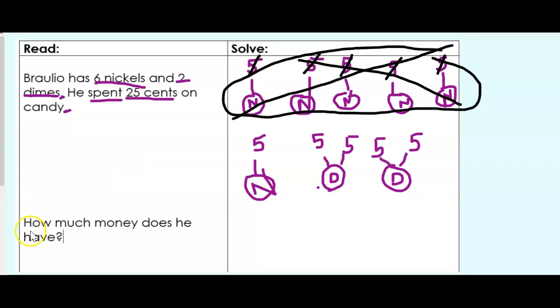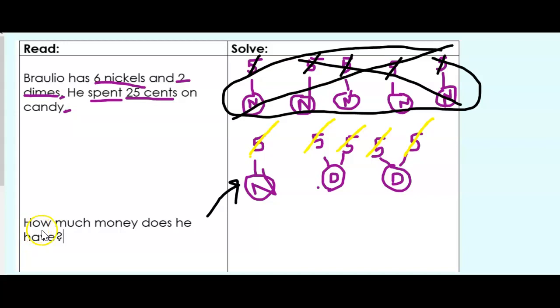The question at the bottom says, how much money does he have? The money that's left is how much money he has. So let's count the money to see how much money Braulio has left. Remember, cross out the coins as you count so you won't miss anything. Can you help me count? 5, 10, 15, 20, 25. He still has 25 cents left.